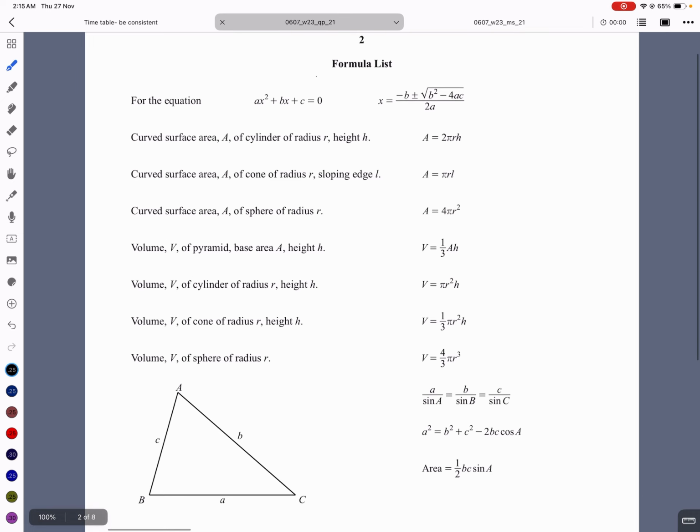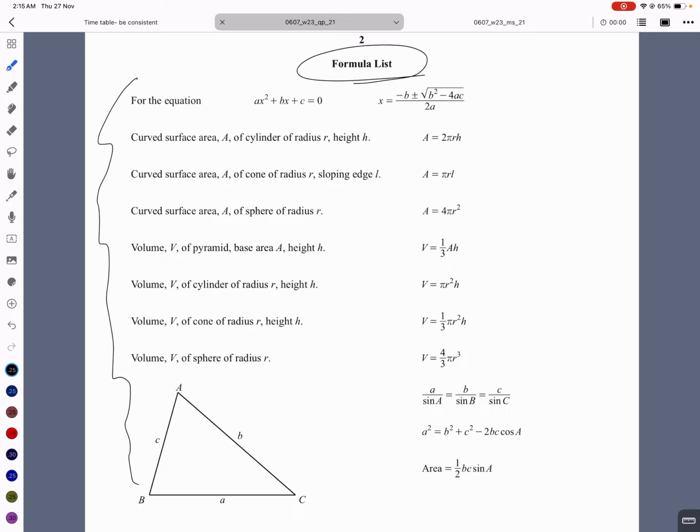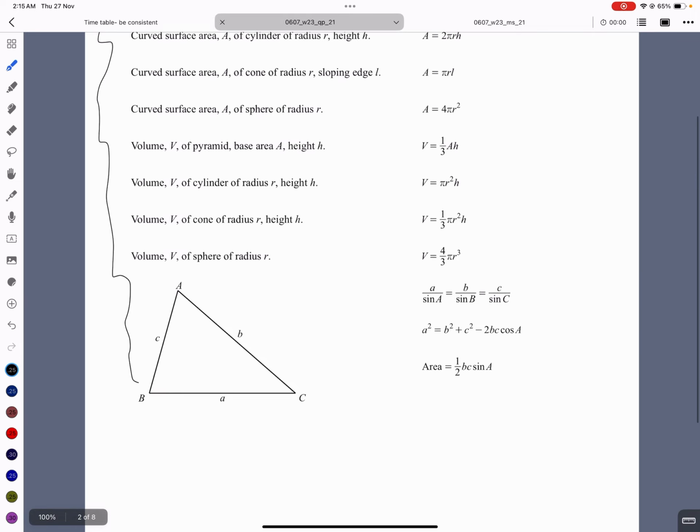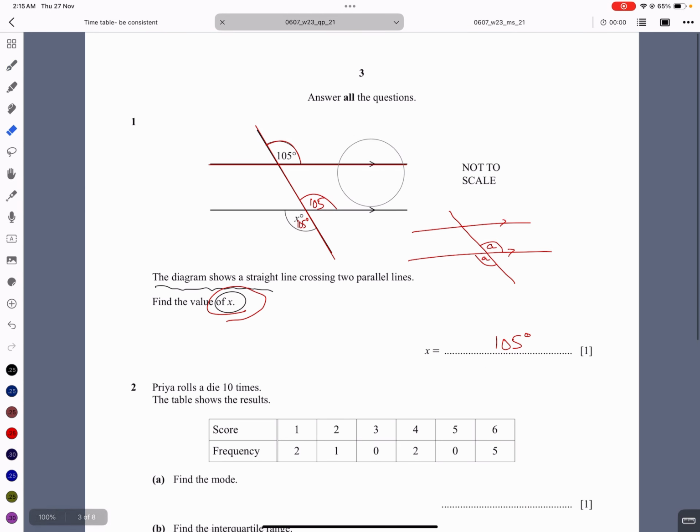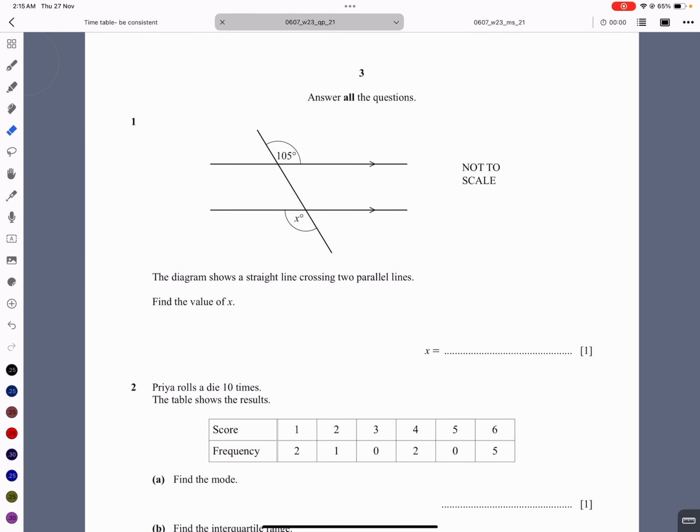Here is a list of formulas given, and using this list of formulas you can solve your answers. Okay, the first question over here is: the diagram shows a straight line crossing two parallel lines. Find the value of x.